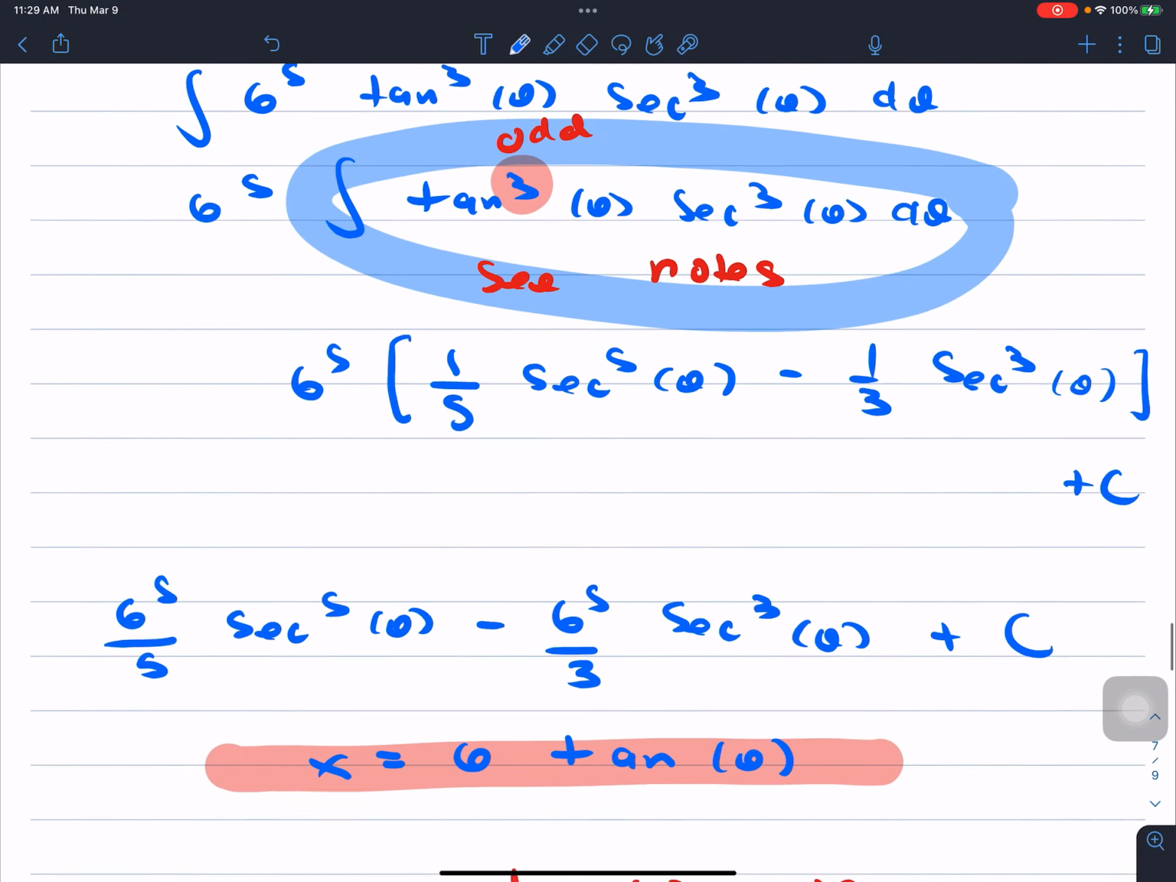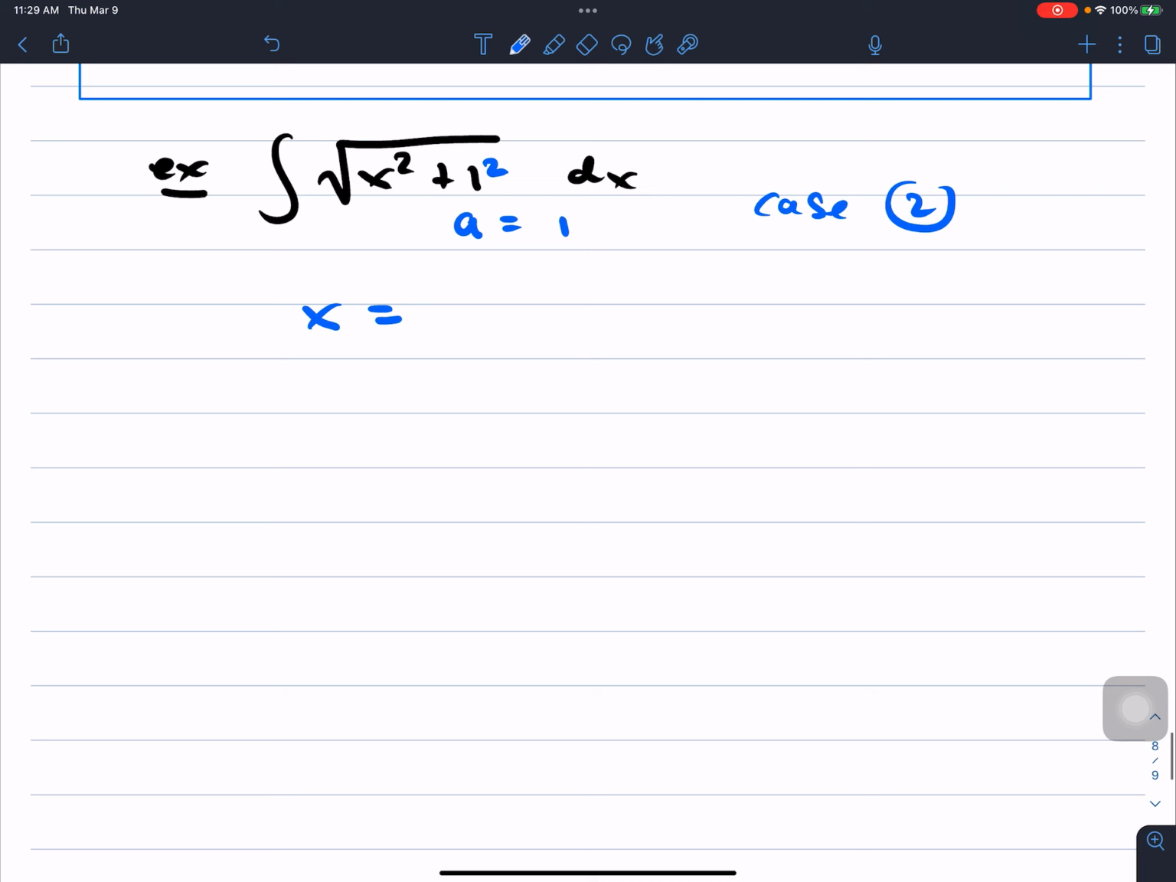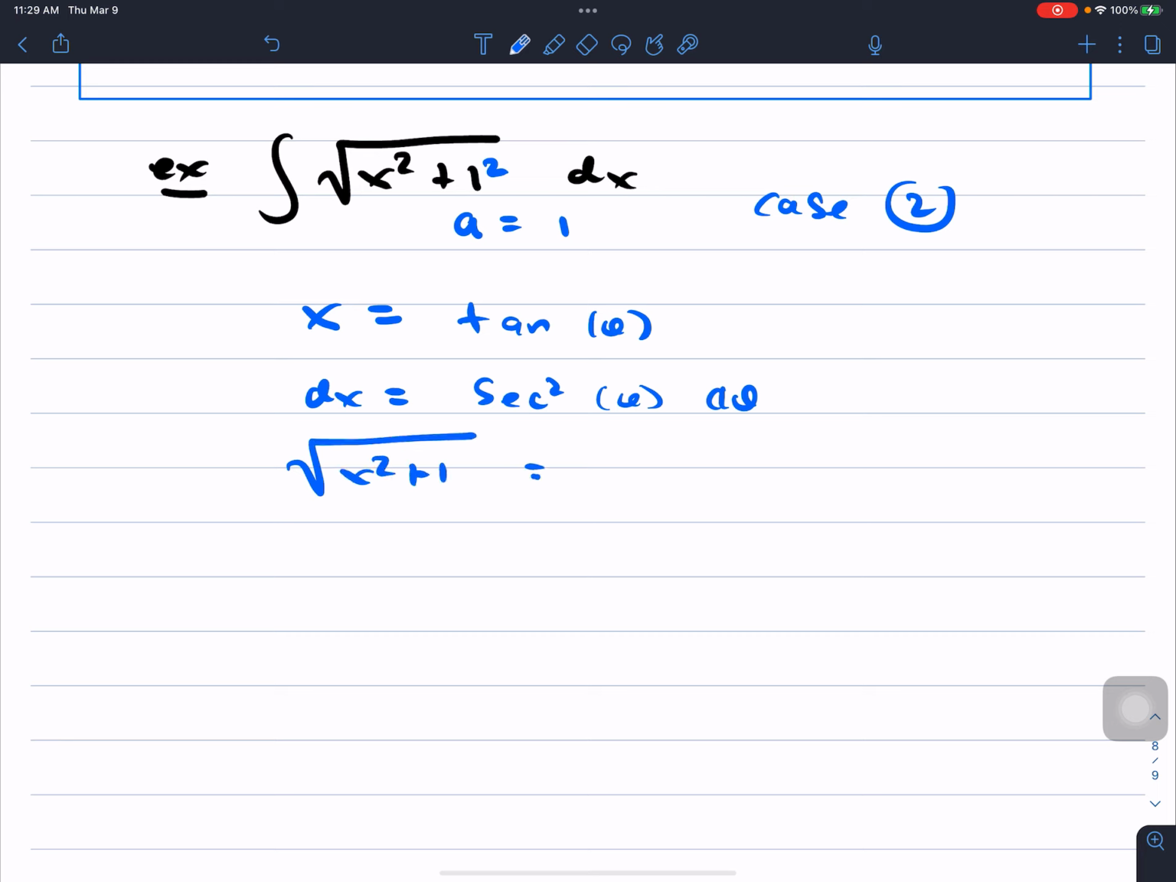X will be 1 tangent theta. Okay, so x is tangent theta. That's nice. What's my dx? Secant squared d theta. Okay, what is the radical? Do you guys remember? X squared plus 1. Isn't that going to be just secant theta?